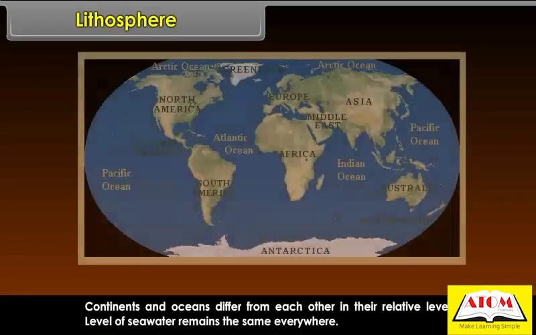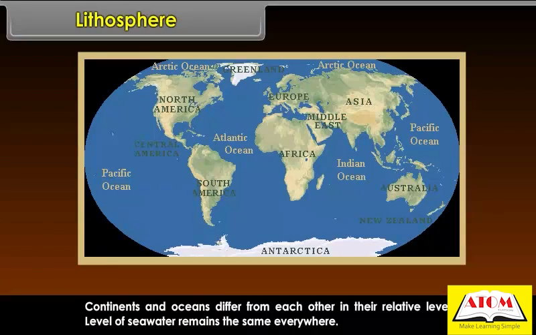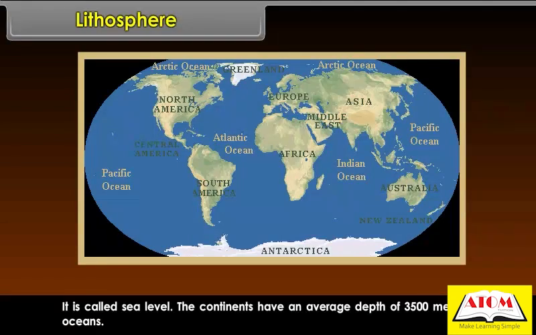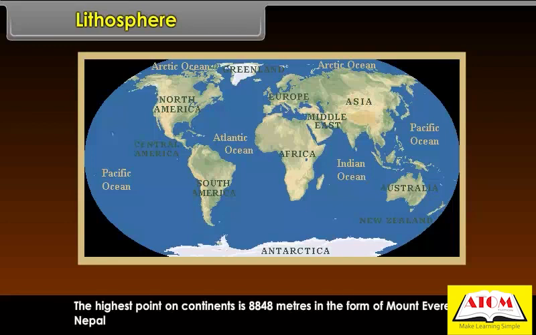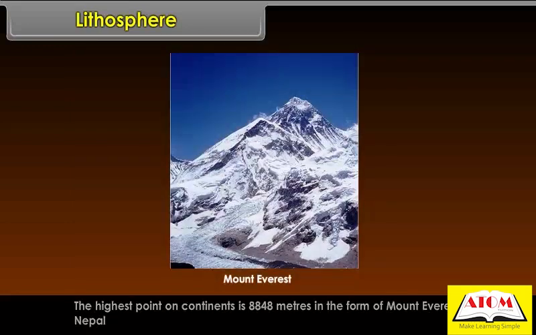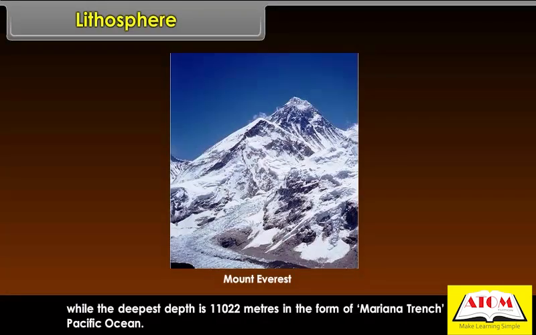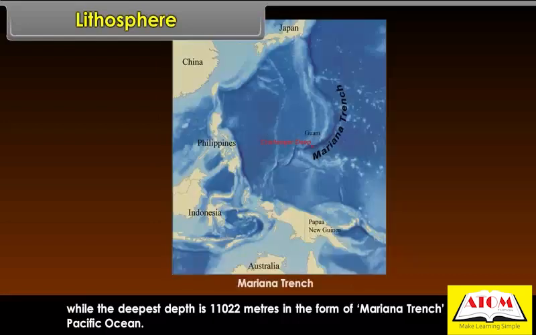Continents and oceans differ from each other in their relative levels. Level of seawater remains the same everywhere. It is called sea level. The continents have an average height of 3,500 meters above sea level. The highest point on continents is 8,848 meters in the form of Mount Everest in Nepal, while the deepest depth is 11,022 meters in the form of Mariana Trench in the Pacific Ocean.